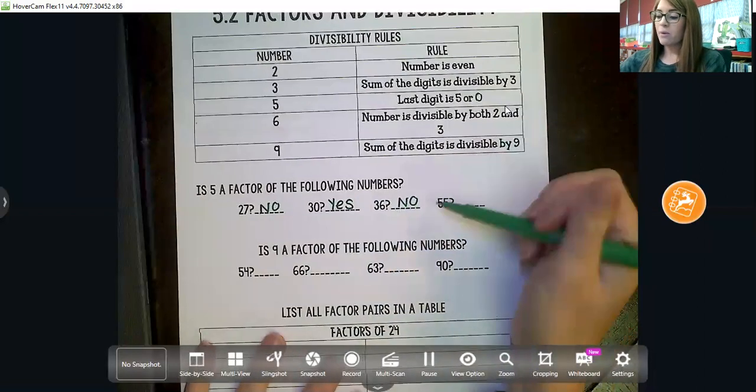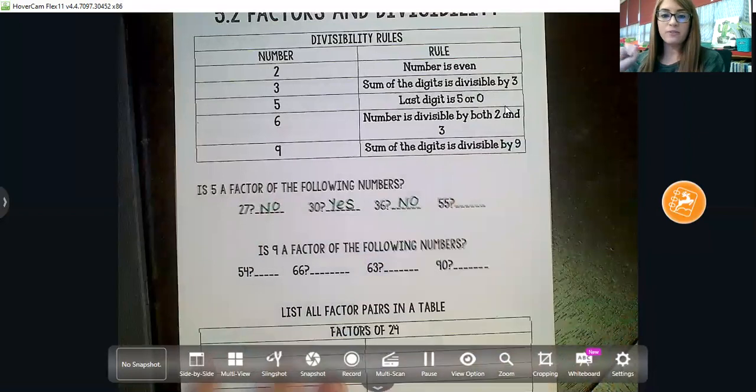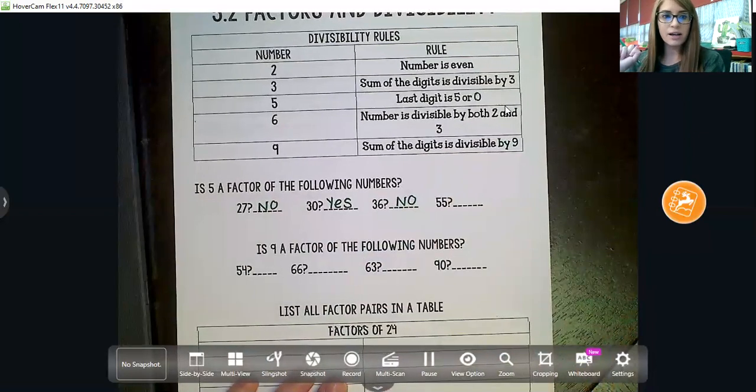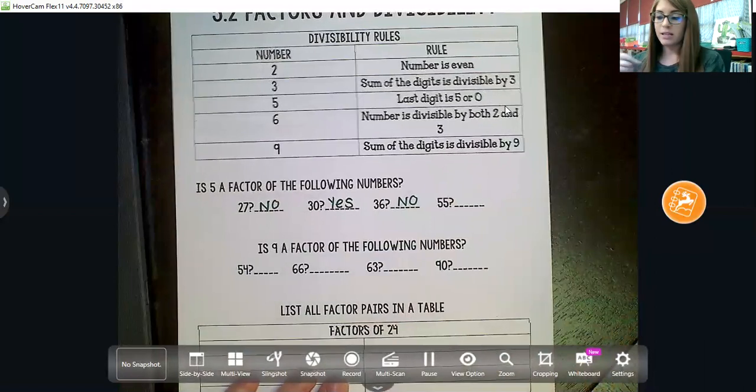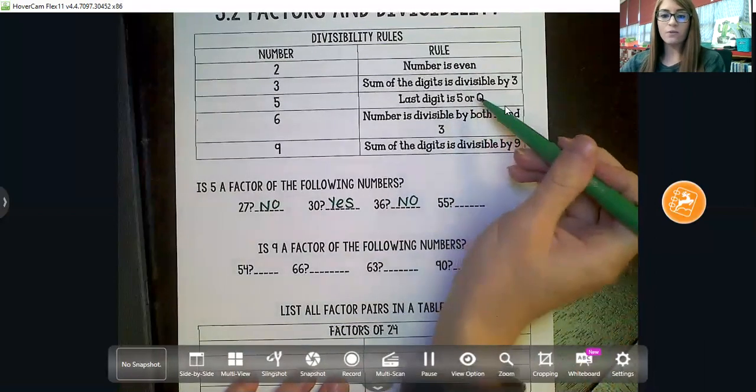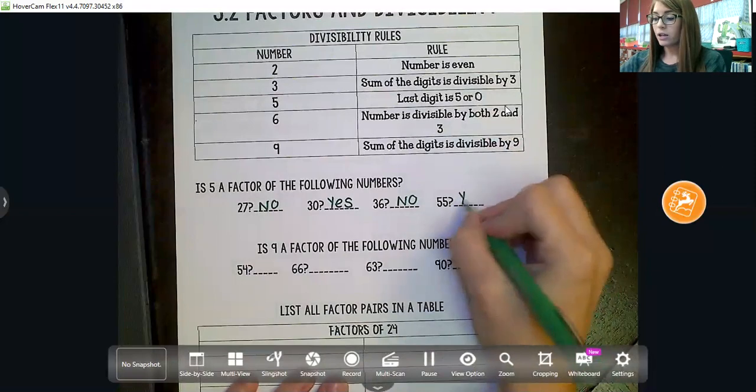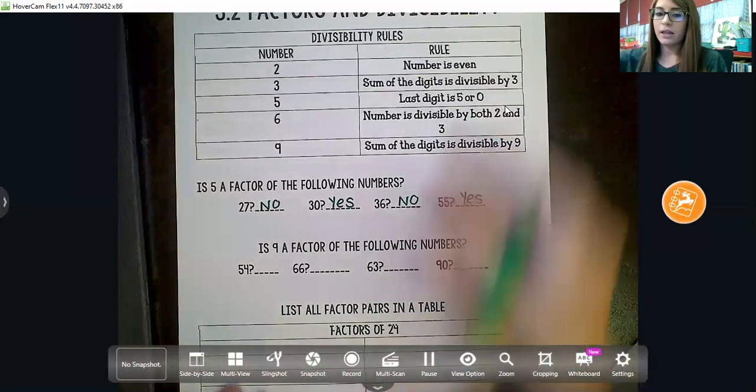All righty, and what about 55? Is 5 a factor of 55? Yeah, it sure is. Why? Why does 5 work with 55? Exactly, because that last digit is 5 or 0. Very good. All right, let's look at this next one.